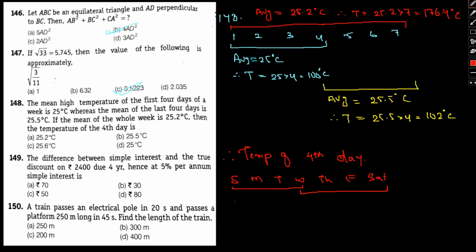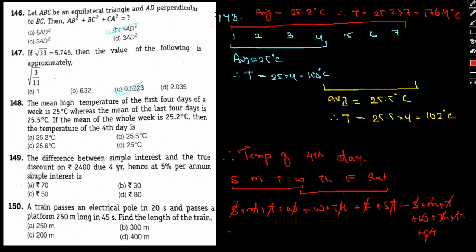So what we can actually do here is take the first 4 days, that is Sunday plus Monday plus Tuesday plus Wednesday, plus the last 4 days, that is Wednesday plus Thursday plus Friday plus Saturday, minus the entire week, that is Sunday plus Monday plus Tuesday plus Wednesday plus Thursday plus Friday plus Saturday. So Sunday gets cancelled, Monday gets cancelled, Tuesday gets cancelled, Wednesday gets cancelled, Thursday, Friday and Saturday get cancelled.